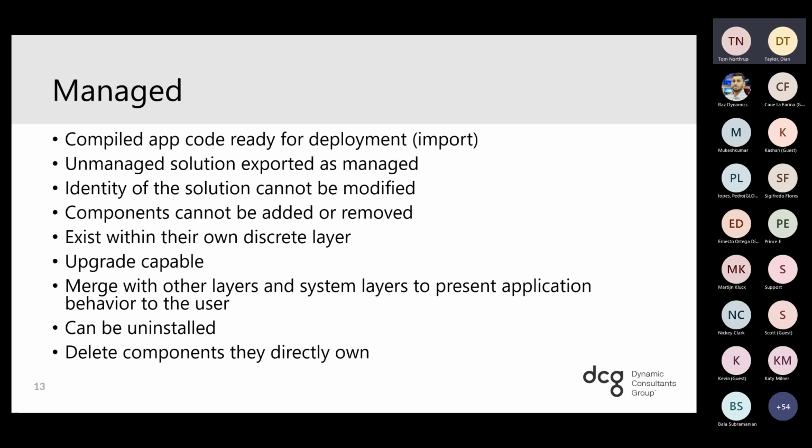Managed is meant to be compiled app code ready for deployment. So for the developers, when you compile and you commit your code to a repository, that's the intent of managed solutions. An unmanaged solution is exported as managed. The identity of the solution cannot be modified. So someone else can't change the publisher in a managed solution.